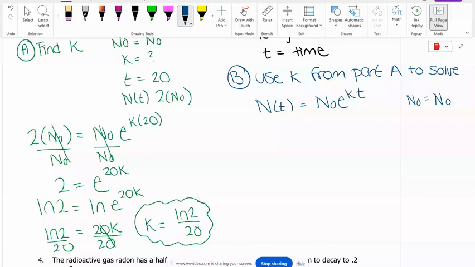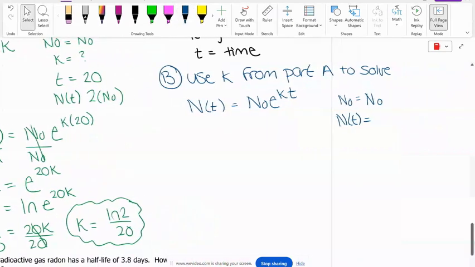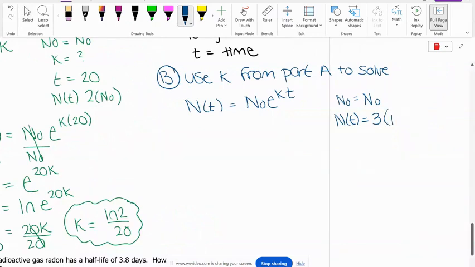It says, if the population doubles every 20 years, how long will it take to triple? They're not giving us a starting amount. They're just speaking very vaguely. So my N sub 0 is N sub 0, but this time my population at the end, I don't want it to double. I want it to triple. So it's going to be 3 times N sub 0.